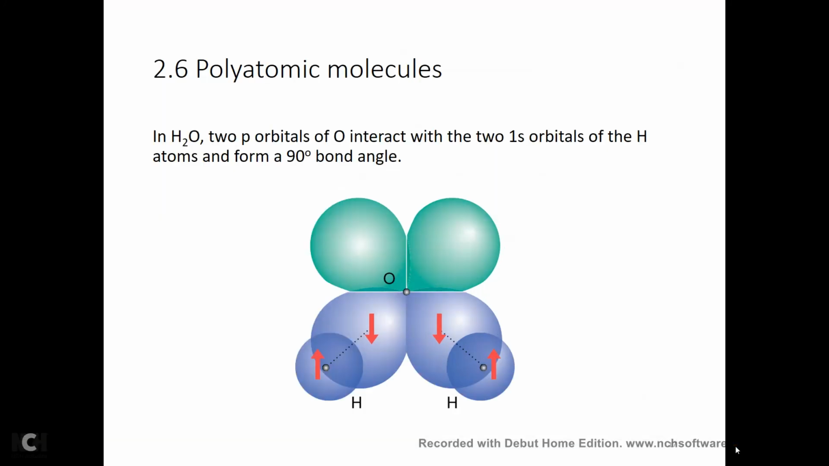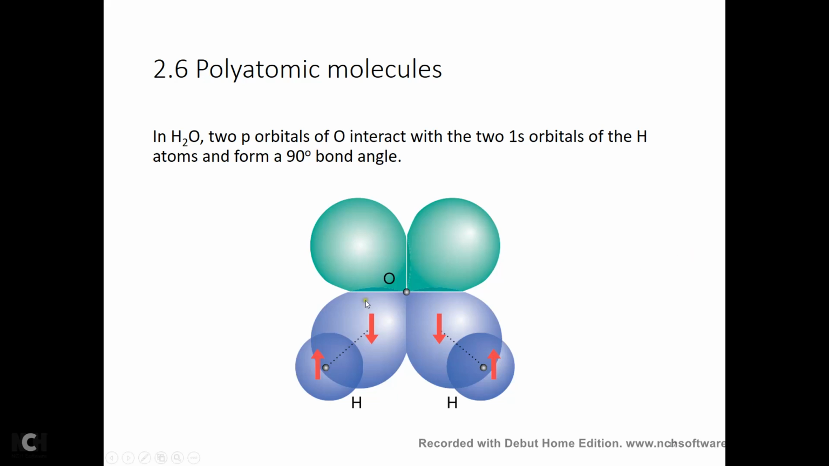Section 2.6, Polyatomic molecules. In this section, we'll use the valence bond theory to study the bonding of polyatomic molecules. Let's use water as an example. The oxygen atom has an electron configuration of 1s2, 2s2, and 2p4. In the 2p orbitals, one is doubly occupied. The other two p orbitals are singly occupied. So in valence bond theory, we say these two singly occupied p orbitals can form bonds with other atoms.